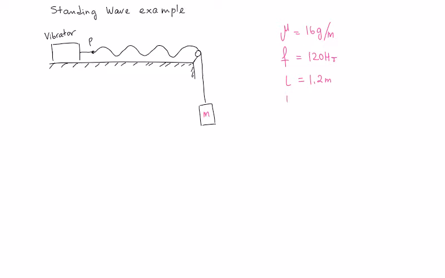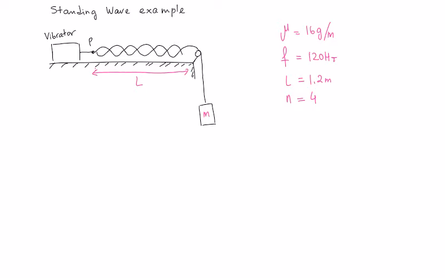Which means we're also given that n equals 4. And to be clear, when we're saying the length of the string, we mean this one from here to this point, because that's where the standing wave is going to be created. And so you will have a wave looking like this.